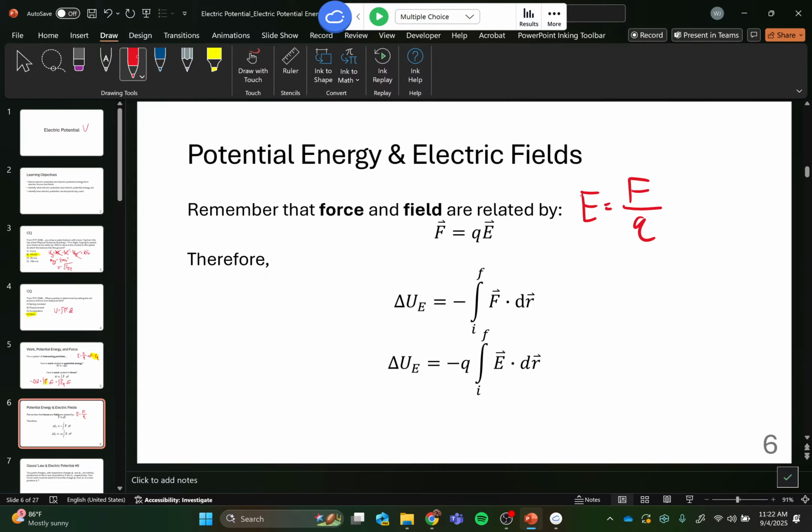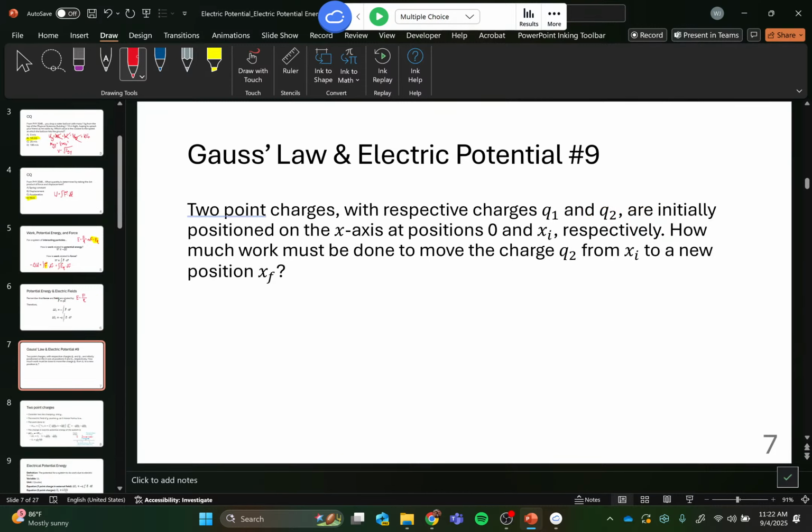These bounds are where I start, where I end, and we're going to apply them to a couple of situations. A lot of this is just derivation in the beginning to help you understand where it all comes from. And then we'll start to get to the parts that are super useful. So, great question. Here's one of those examples. Two point charges with charges Q1 and Q2 are initially on the x-axis. One's at the origin and one's at xi, respectively. That's where it starts. How much work must be done to move the charge Q2 from xi to a new position xf? How much energy have I either added or taken away from the system, depending on what type of charge we might have and all that jazz?